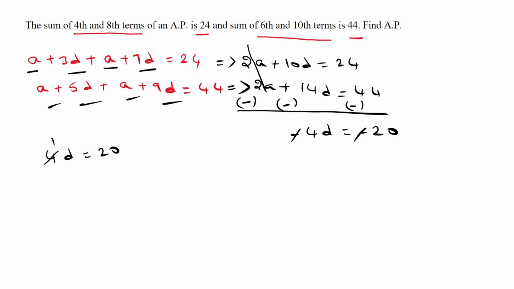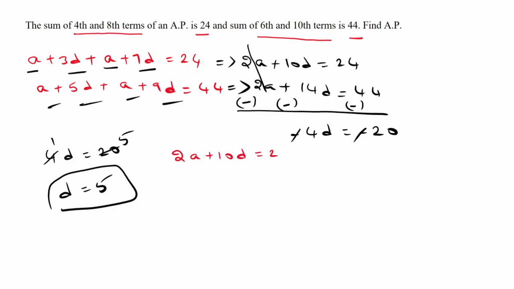So 4 ones are 4, 4 fives are 20. So d value is 5. Now let us take any one of the equations. If we substitute this d value, we'll get the a value. I'm taking the first equation, that is 2a plus 10d equals 24.